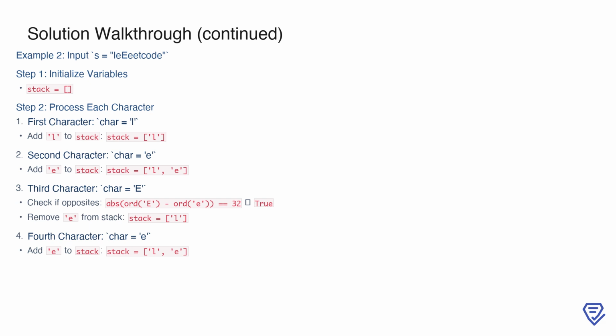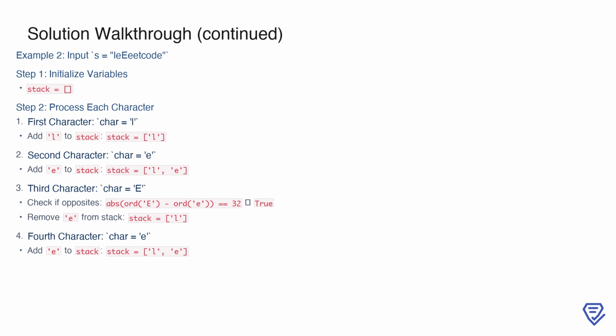In the next example, we process the input string s equals LeetCode. First, we initialize the stack as empty. Starting with the first character, L, we add it to the stack, resulting in L. The second character, E, is added to the stack as well, making it LE. For the third character, E, we check if it is the opposite of the last character in the stack, E.